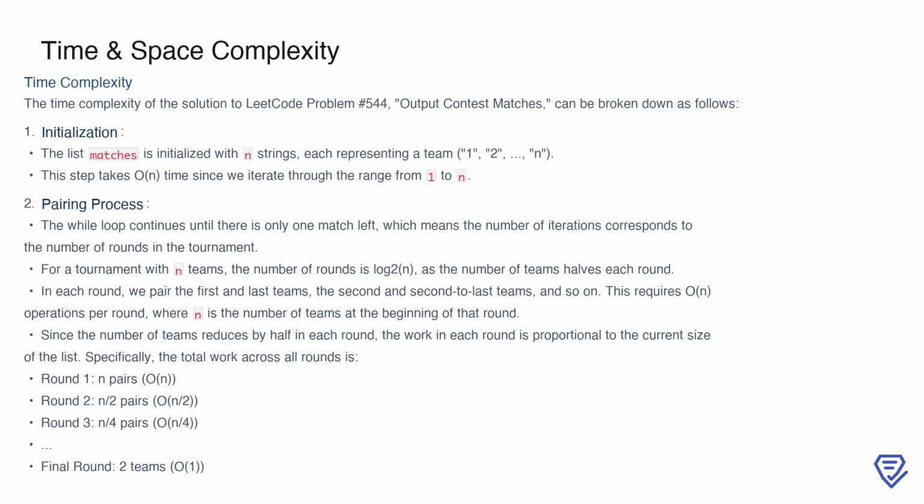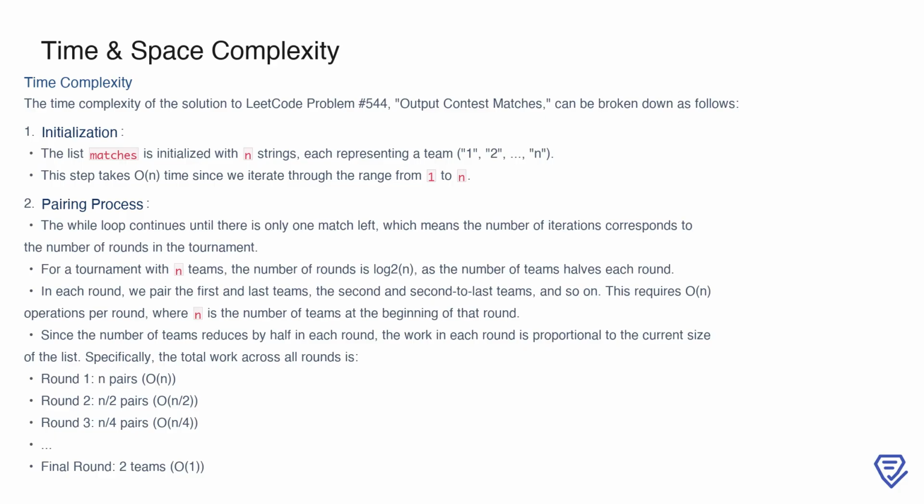To begin analyzing the time complexity of this solution, we start with the initialization step. Here, the list matches is created with n strings, where each string represents a team, such as 1, 2, and so on, up to n. This requires iterating through the range of numbers from 1 to n, which takes O(n) time.